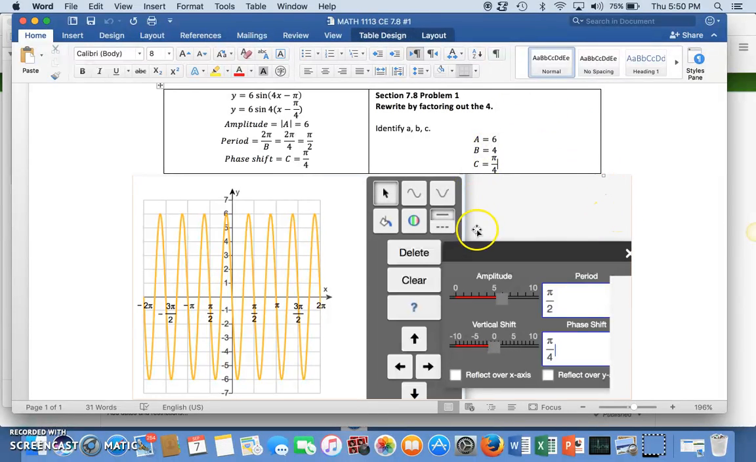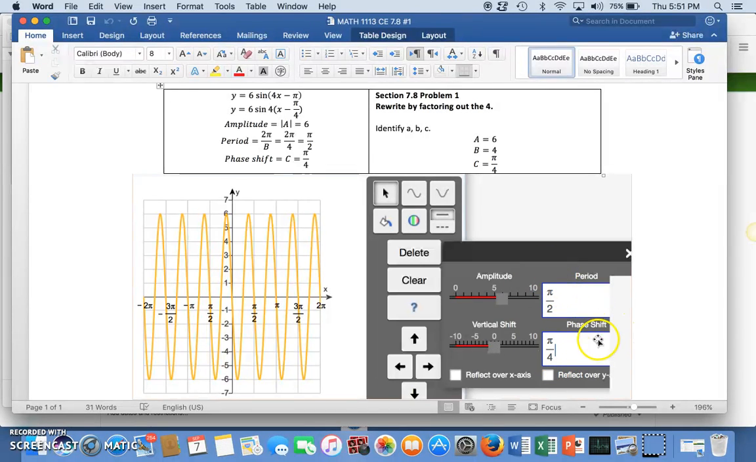Well, first of all, it's the sine graph. That would be your sine choice. Your amplitude is 6, so you would move this to 6. The period, we found it to be pi over 2. We put that in. You get pi to come up by typing pi.